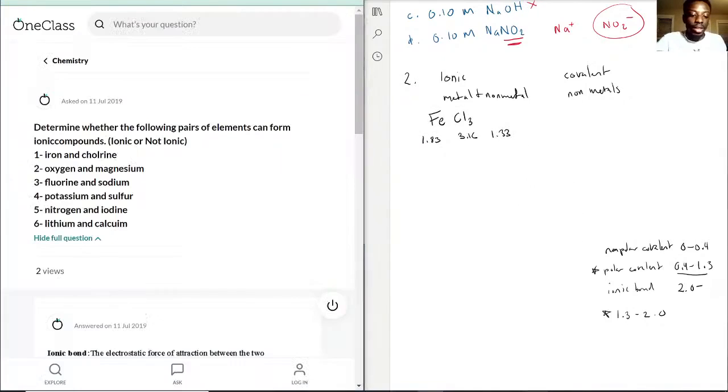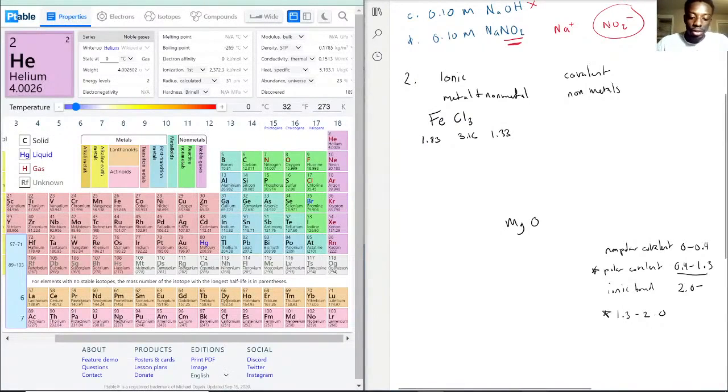Now for the next one, they did ask for oxygen and magnesium, so Mg and O. Okay, so oxygen does have an electronegativity of 3.44.